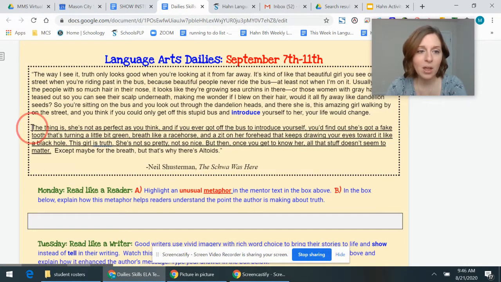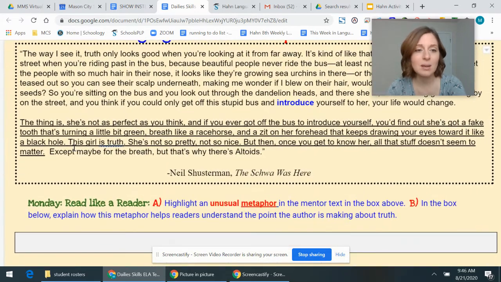The thing is, she's not as perfect as you think. And if you ever got off the bus to introduce yourself, you'd find out she's got a fake tooth that's turning a little bit green, breath like a racehorse, and a zit on her forehead that keeps drawing your eyes toward it like a black hole. This girl is truth. She's not so pretty, not so nice, but then once you get to know her, all that stuff doesn't seem to matter, except maybe for the breath. But that's why there's Altoids.